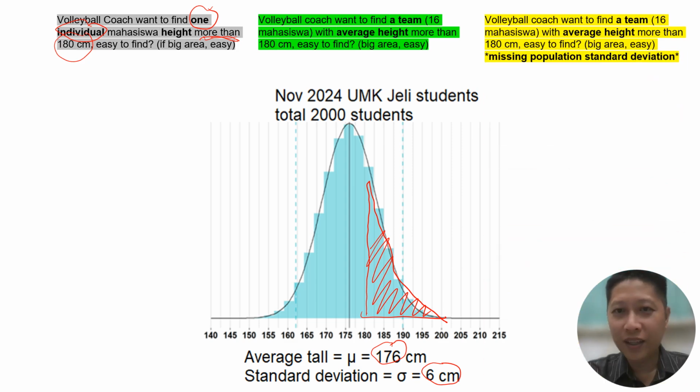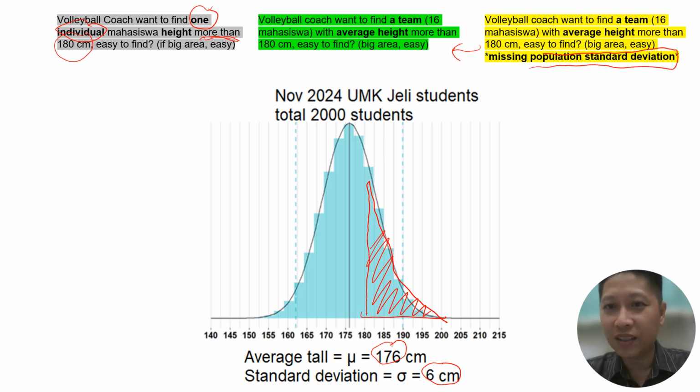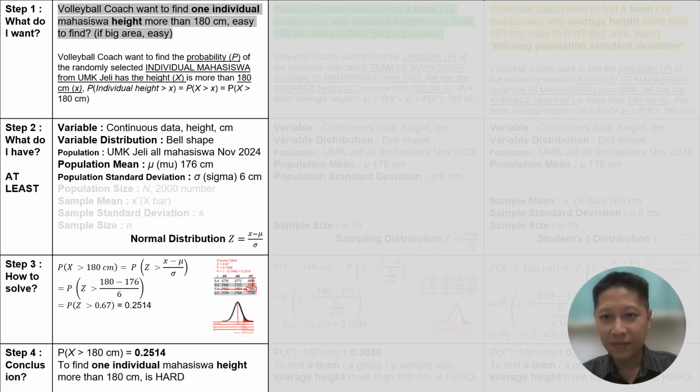The third scenario is similar to the second scenario, except that there is no information about the population standard deviation. We don't have this number. So still, is it easy to find this team? The average of this team of 16 students is 180 cm or above. Let's look at forming the numbers to find the area, whether it is big or not.